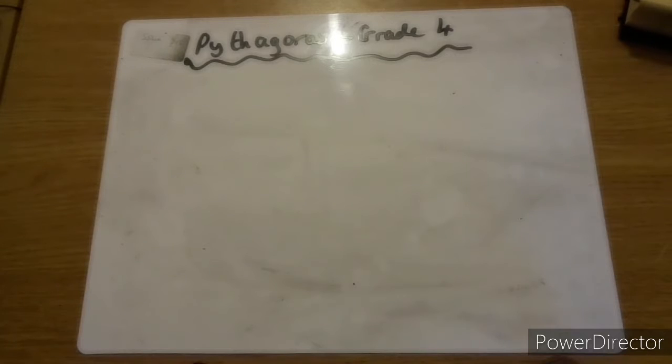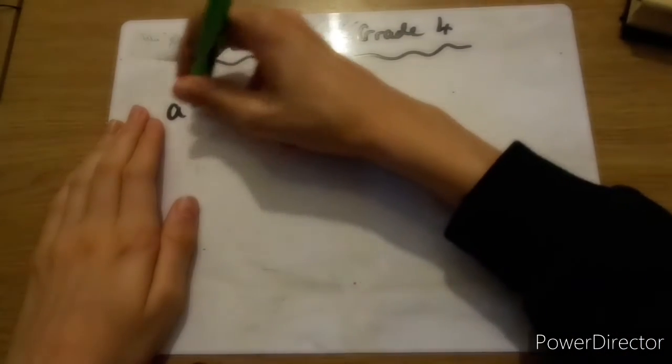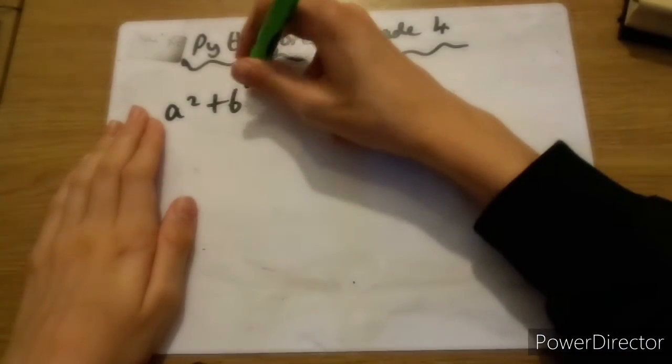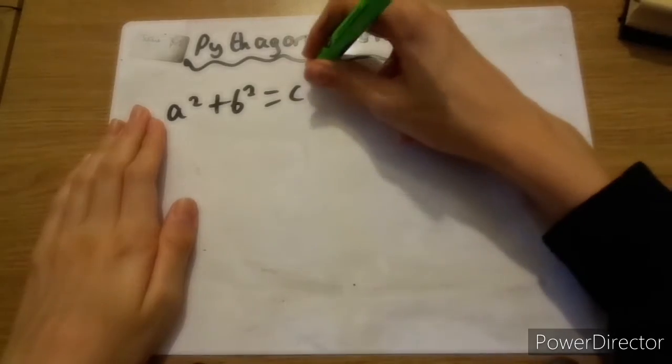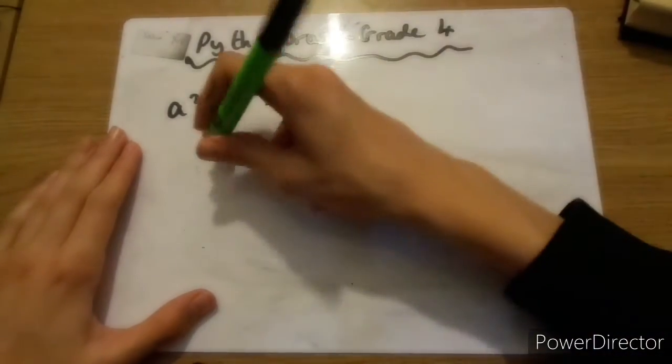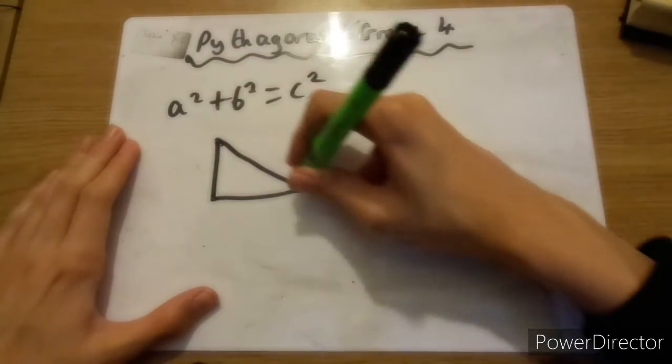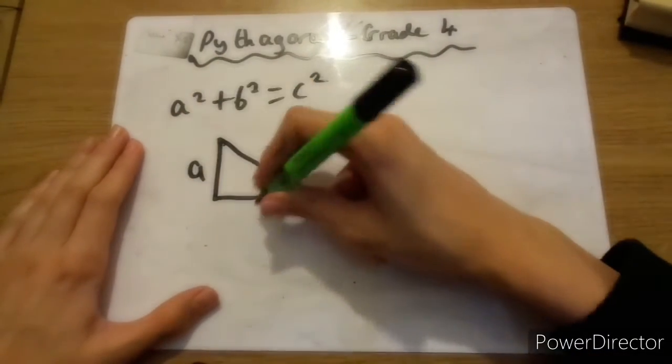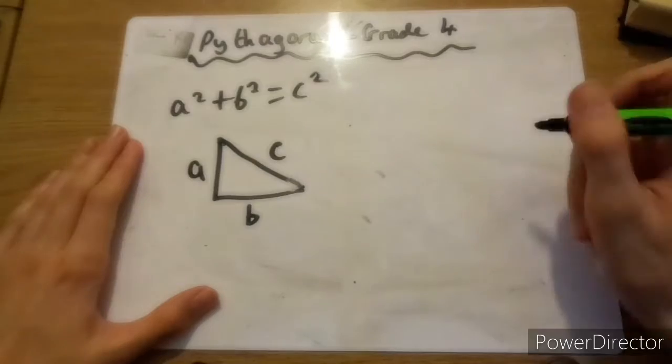Pythagoras Theorem is used to find the missing lengths in triangles. The equation is a squared add b squared equals c squared. It's that simple. This is a right angle triangle: this side is A, this side is B, and this side is C.